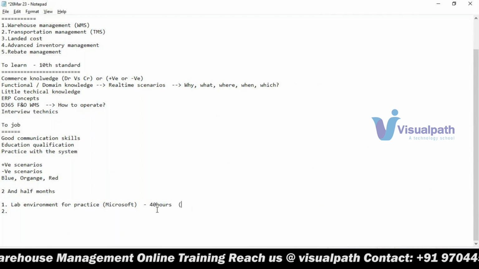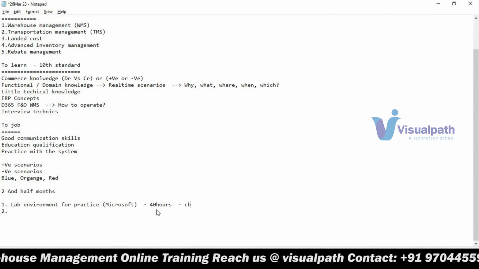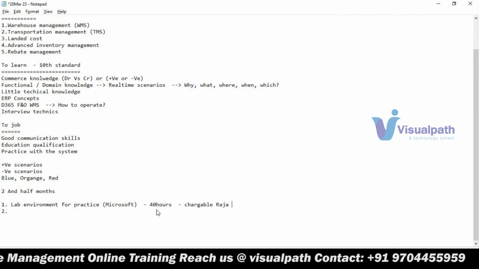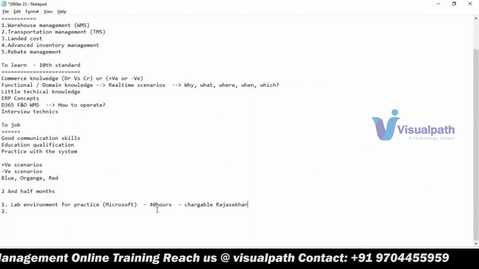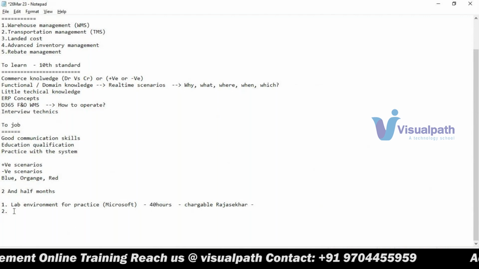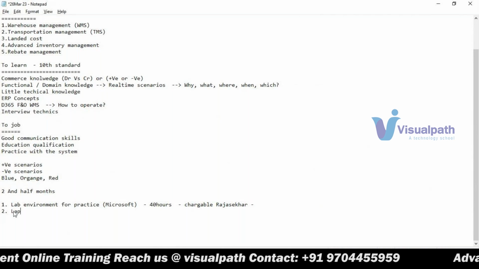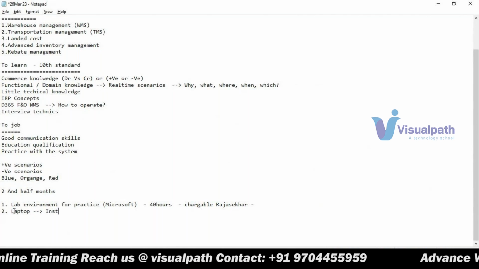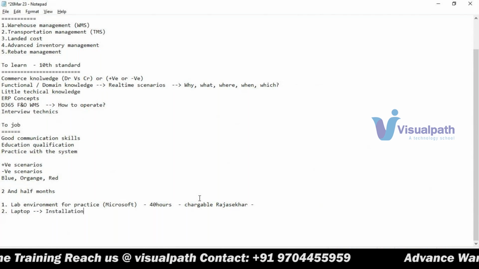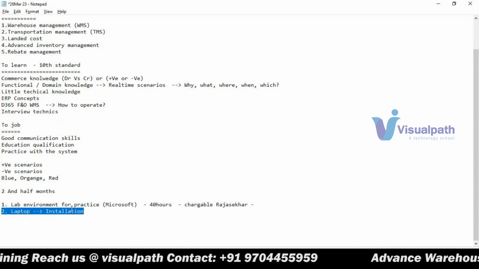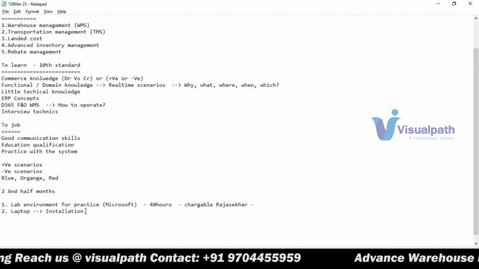This is chargeable. You can approach Rajashekar. One guy is there. I will give you his number. Give me two minutes. Another option is, if you have a good laptop, installation is possible. He will install the same in your laptop. That is the second option. Which is not chargeable.